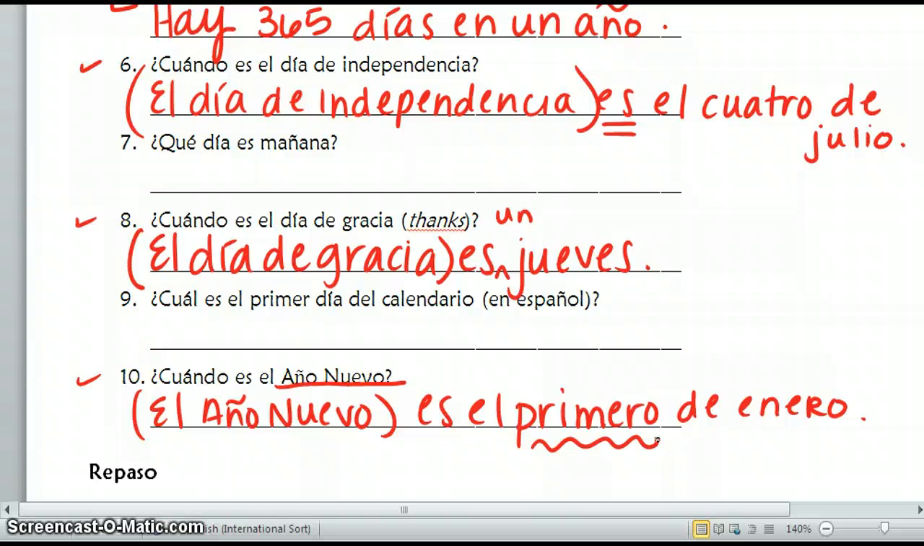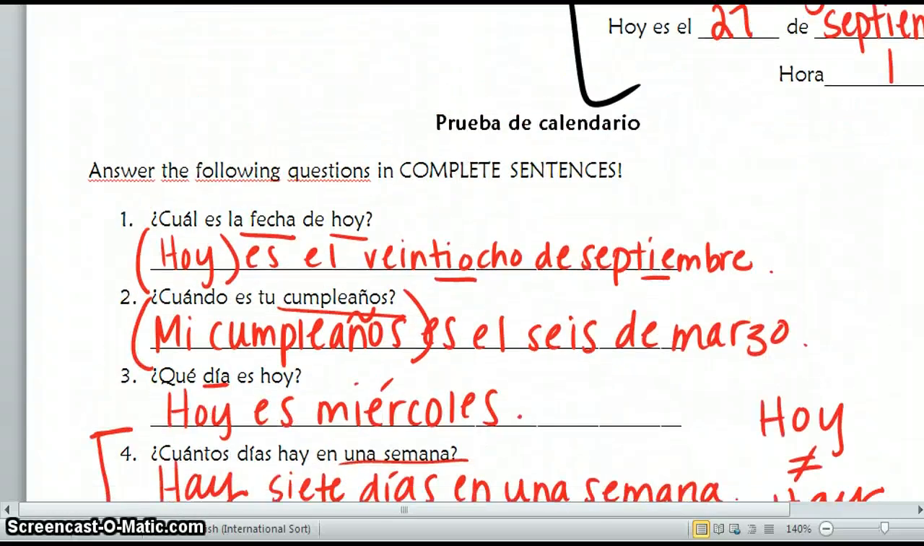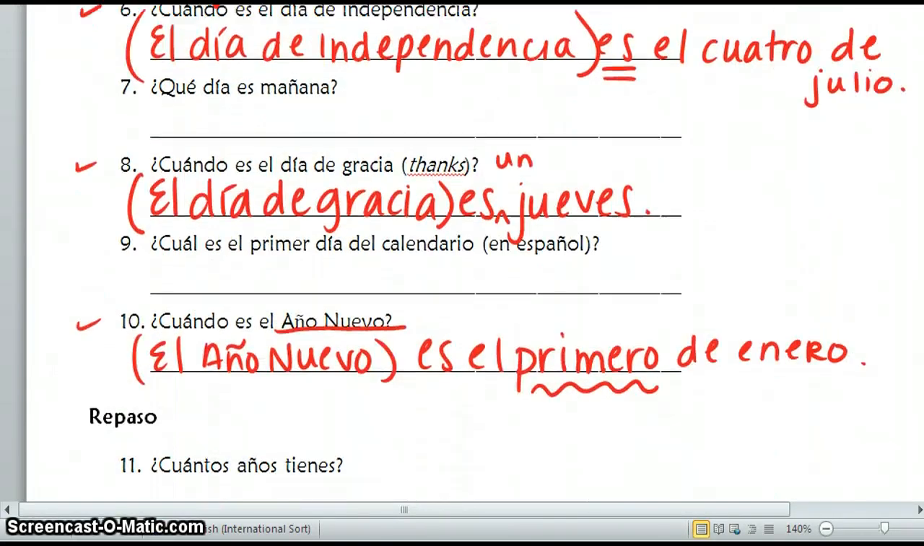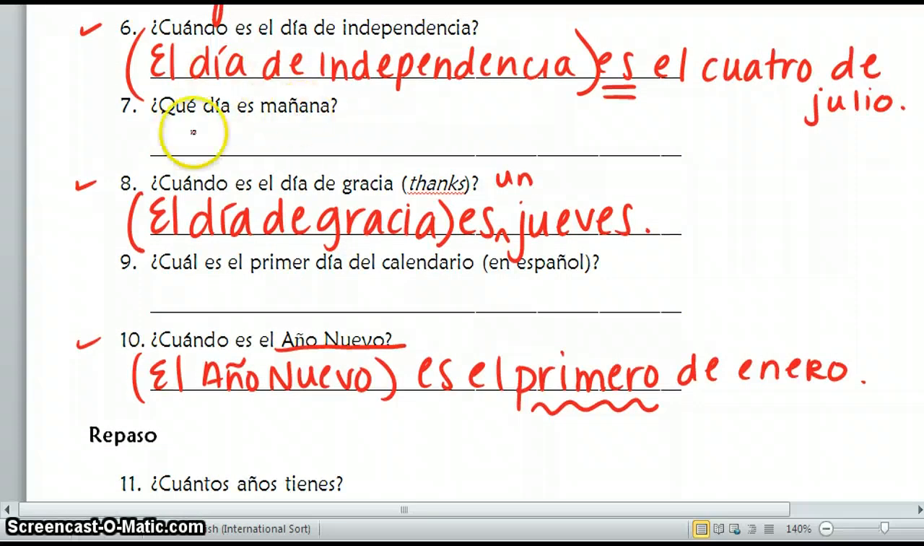All right, let's look at 7. ¿Qué día es mañana? This is going to be a lot like number 3. ¿Qué día es hoy? Today is Wednesday. So if we're looking at 7, what day is tomorrow? Mañana es jueves. Mañana es jueves.